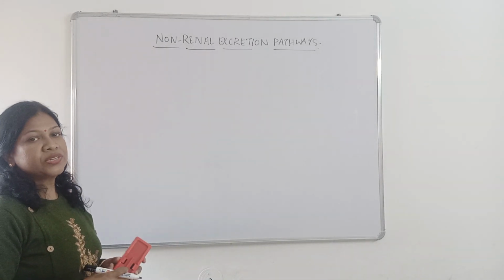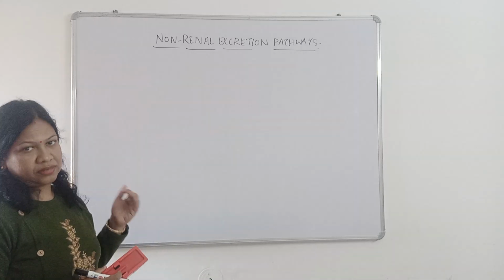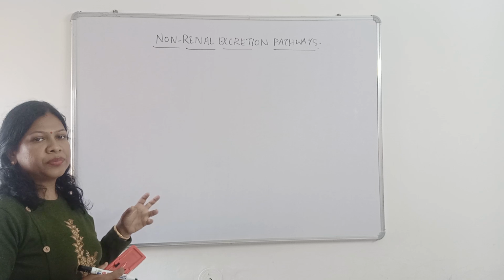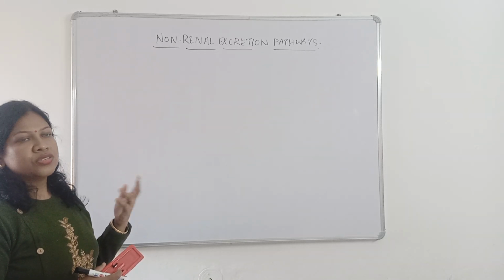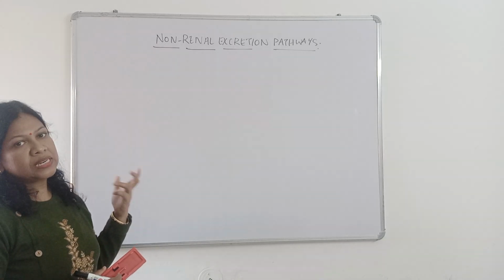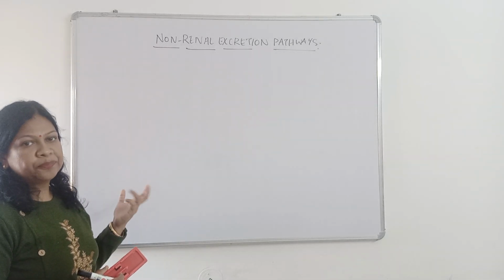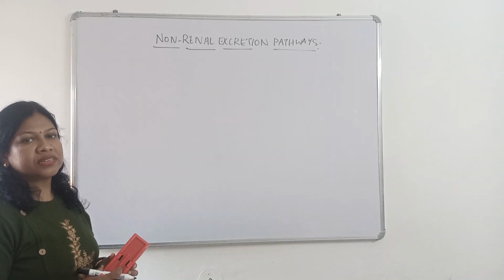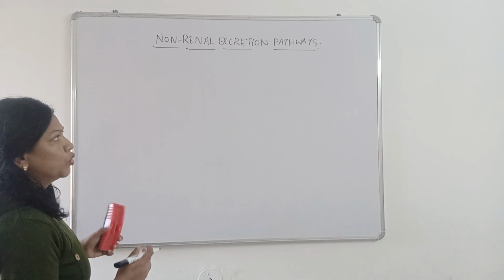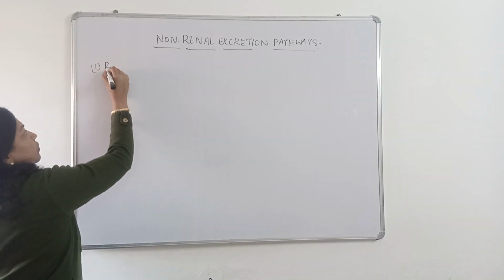So in my last video we discussed excretion, mainly the renal excretion route. Excretion means the removal of drug from the body. Removal of the drug can be done mainly by the renal pathway, that is by the kidney, and some other non-renal routes also exist for excreting the drug out of the body. So what are the non-renal pathways?